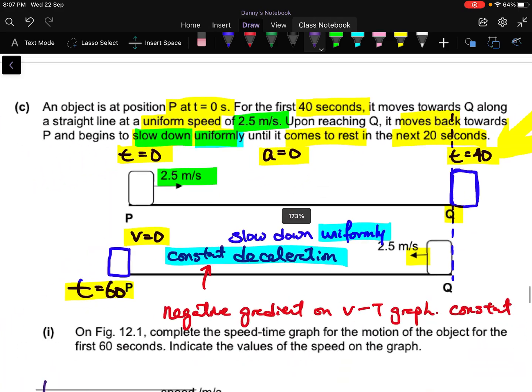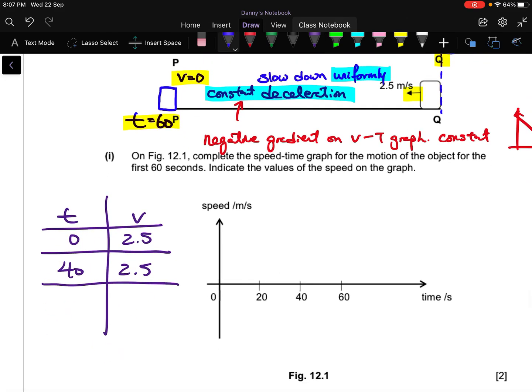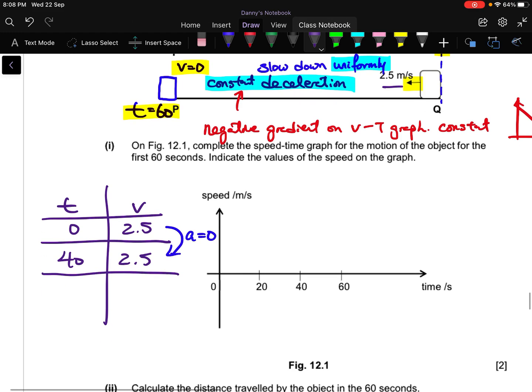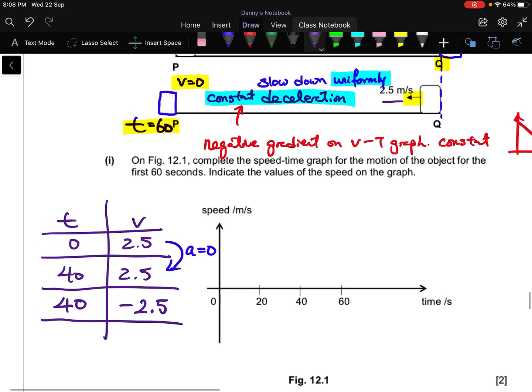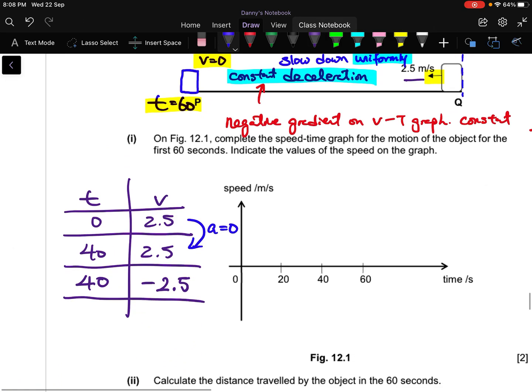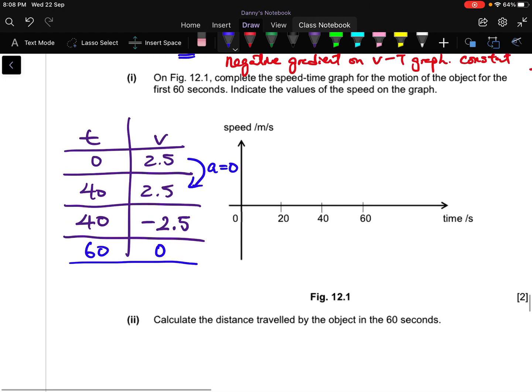Why? Because here it says acceleration 0 m/s². So I will write down here, from here to here, acceleration is 0. So v is the same. After that, it changes direction, right? So I would assume that it is at the same time, but now I change direction, so I use negative. Then after that, it will drop speed, so it will drop velocity. I know that it will drop to 0 in another 20 seconds, so it's 60. So with all this, now I can do my graph, right?